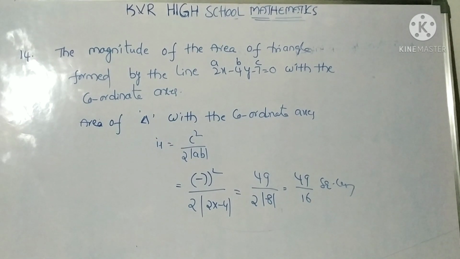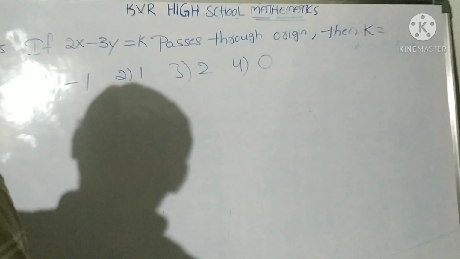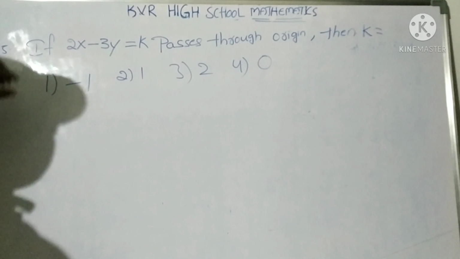Next question, 15th. If 2x minus 3y equals k passes through the origin, then k equals, options given: minus 1, plus 1, 2, 0. So four options are given. The given line passes through the origin. Origin means (0, 0).